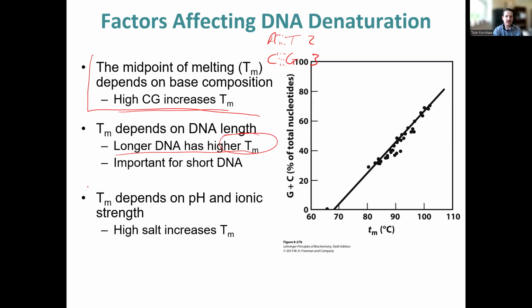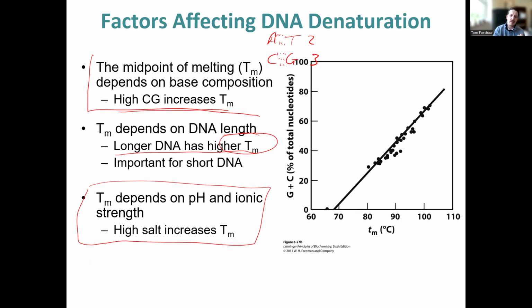And also, like I said, the pH and ionic strength, so salt, is also going to affect the TM as well. So this comes in important, for instance, when we're doing PCR. If we've got a gene that we want to amplify by PCR, we've got to make sure that we apply enough heat in order to get it to separate, but not so much heat that the PCR enzyme won't work properly.